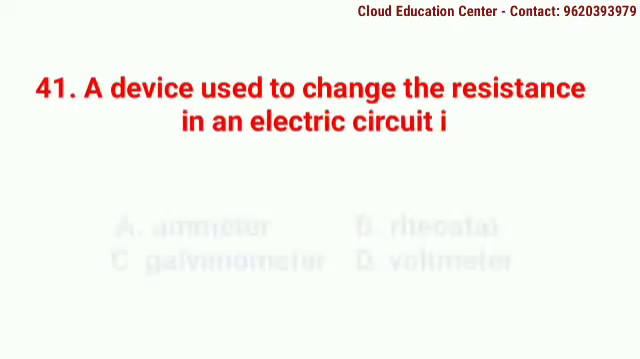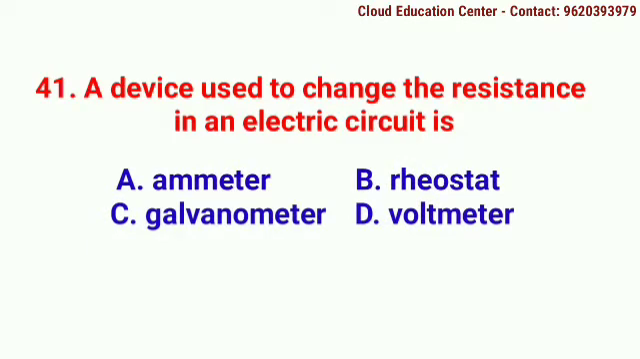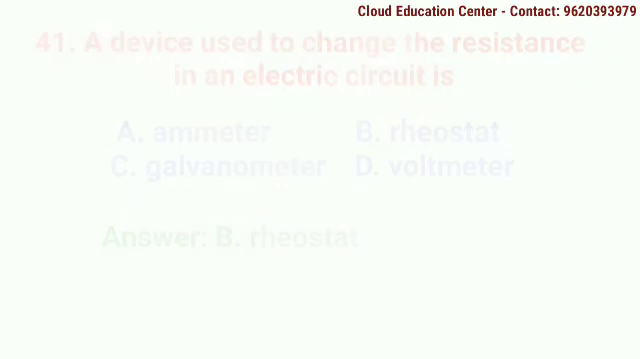The question is, a device used to change the resistance in an electric circuit is. There are 4 options. In that, ammeter is a device which is used to measure the current. Galvanometer, a device which is used to detect the current. Voltmeter is a device which is used to measure the voltage. So the correct answer is answer B, rheostat, a device which is used to change the resistance.